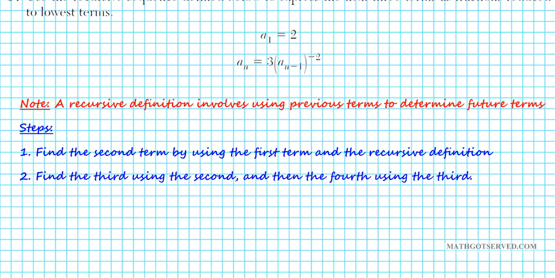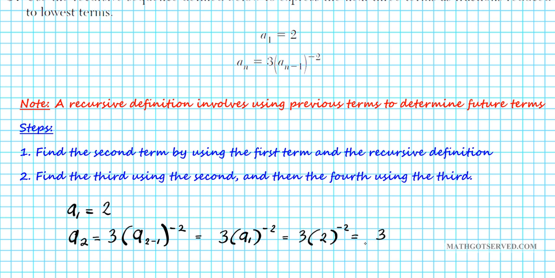We already know what A1 is. A1 is our foundation, which is 2. Now A2 is going to be 3 times A(n minus 1) raised to the negative 2 power. So this is going to be 3 times A1 raised to the negative 2 power. What is A1? A1 is 2, so we're going to have 3 times 2 raised to the negative 2.